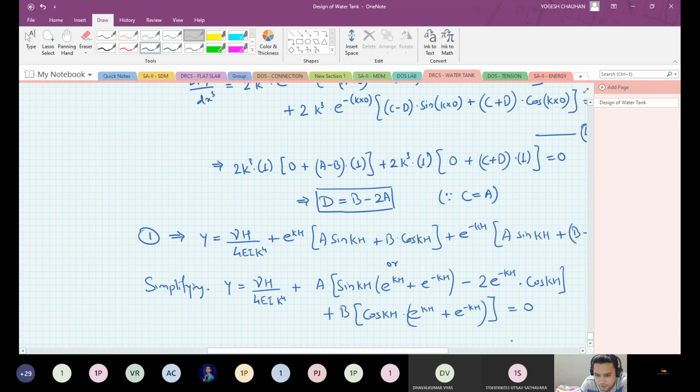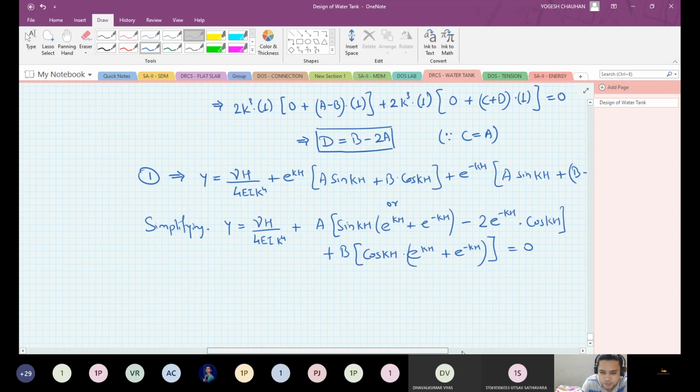This expression, we mark this as 1a because this is already the expression number 1, and we are putting the value of a and c and d here. So let us mark this as 1a. So it is the same expression number 1, but it is modified with the values of c and d.